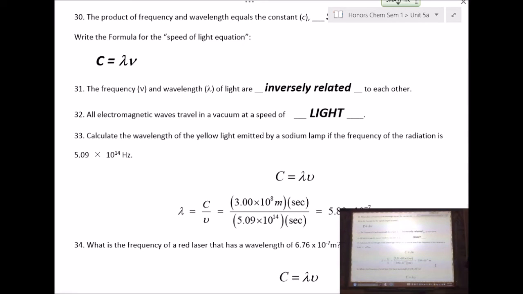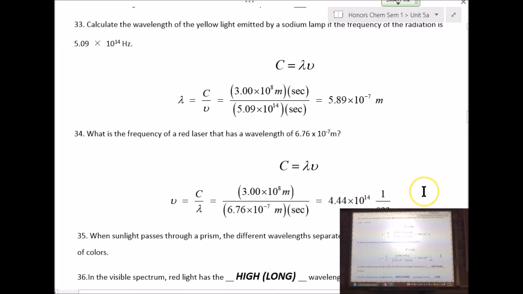Number 31, wavelength and frequency are inversely related. I know we talked about that already. All electromagnetic waves travel in a vacuum at the speed of light. We do not discuss anything other than the speed of light in this class or in AP Chem. The reality is when light hits a medium, it does slow down. Okay, we don't care about that, not for what we're doing. So we're always going to work with that constant.